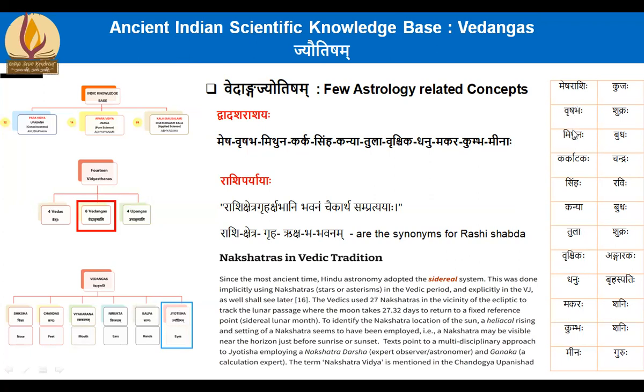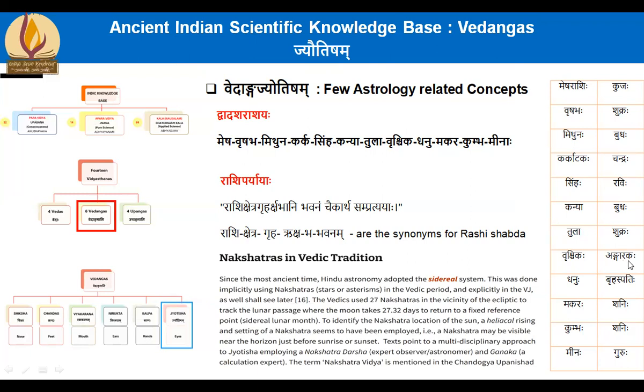And each of these rashis or zodiac signs has a rashi adhipati, like Mesha has Kuja, then Vrishabha has Shukra as the adhipati. Mithuna has Buddha as adhipati. Shukra is Venus. Buddha is Mercury. Then Chandra is Moon. Ravi is Sun. Like that.